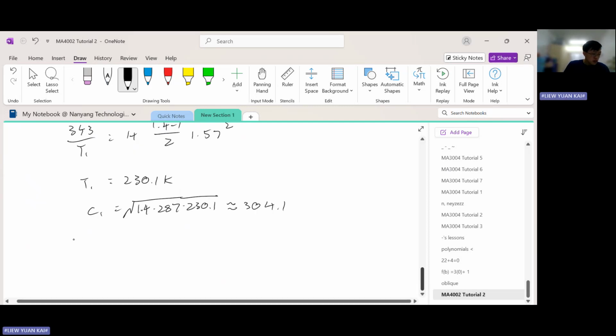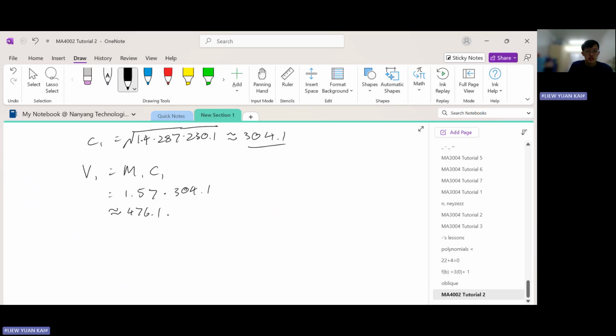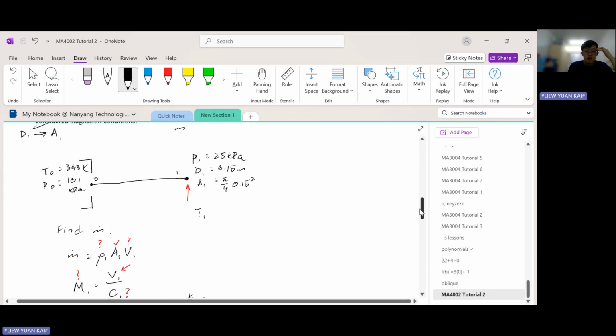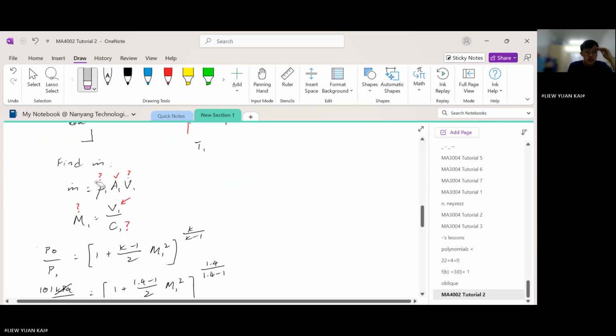Okay, so finally we can find velocity at point 1, right? So velocity at point 1 is given by M1 times C1. M1 is the Mach number we found just now, times C1, which is 304.1. So this will give you a value of 476.1. Okay, so this is our flow velocity at point 1. So remember, don't forget, we want to find the mass flow rate. So let's check what we have already. We have area, we have velocity, we still don't have density.